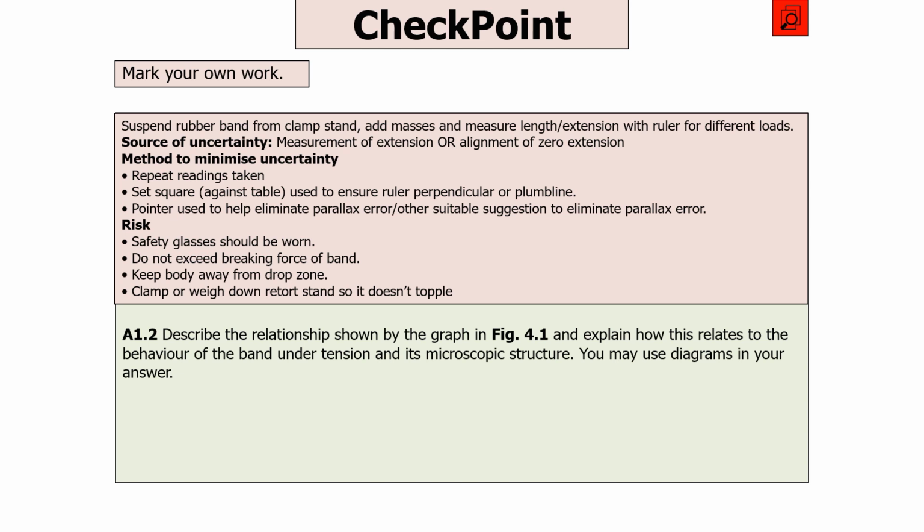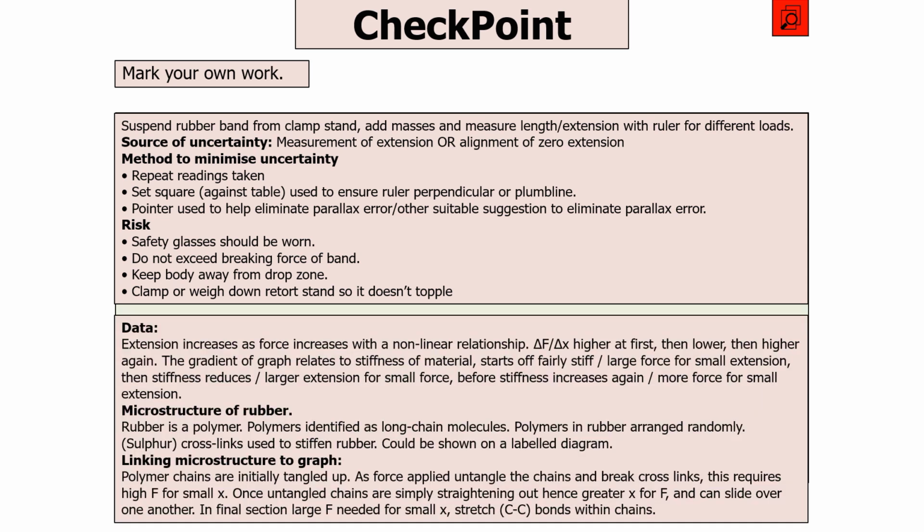Now in this next part, how could they link together? Well, you've got to know from the data that the extension increases as the force increases with a non-linear relationship. The gradient relates to the stiffness of the material. It starts off fairly stiff, with a large force for a small extension, but over time the stiffness reduces and you get a larger extension for a smaller force, before the stiffness increases again, so there's more force for a smaller extension.